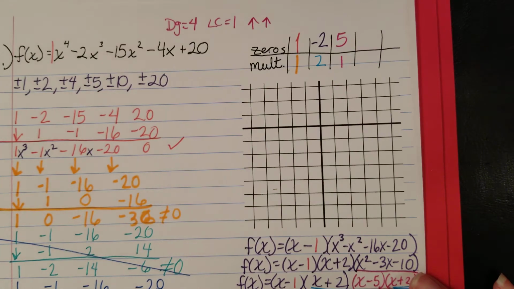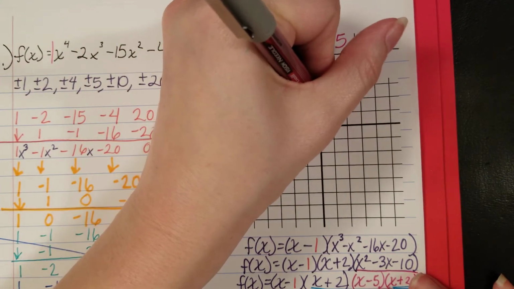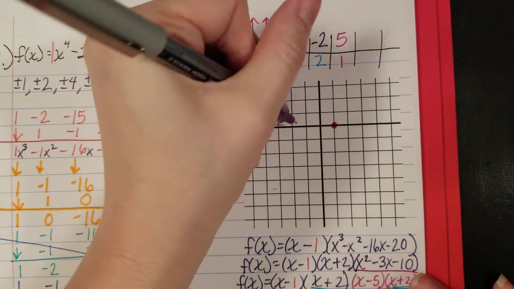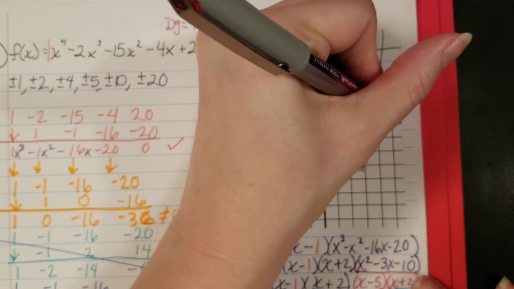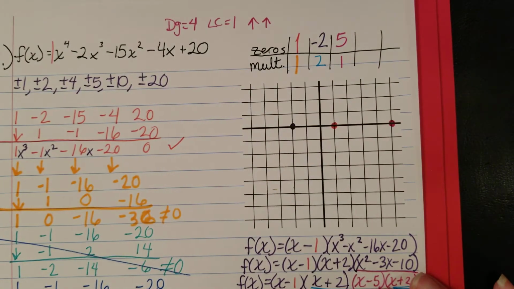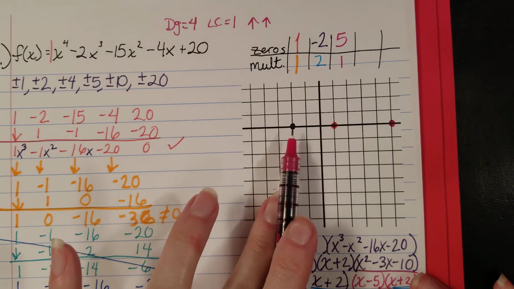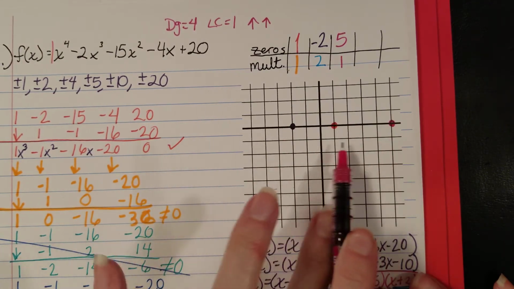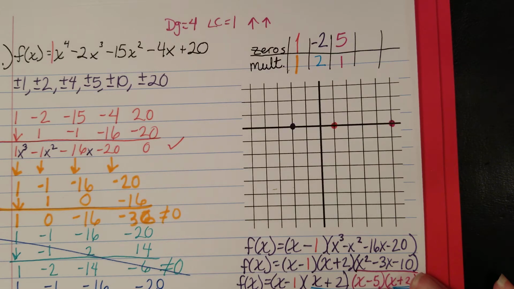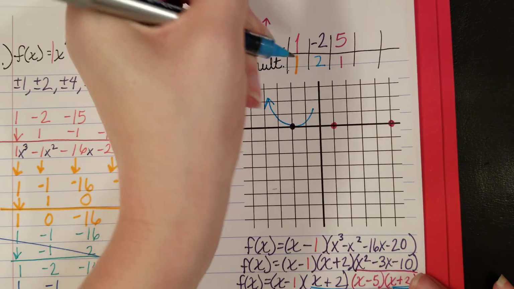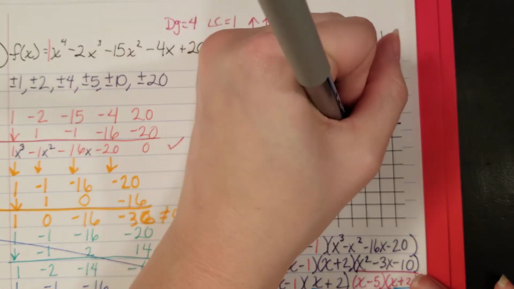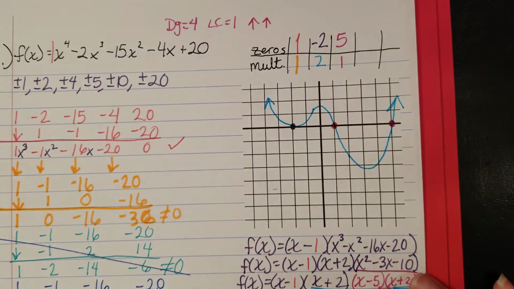So let me go ahead and plot my zeros on the graph. Okie dokie, so this one's going to bounce and these are going straight through. And both arrows are up. Alrighty, and there's my graph. That's it for that one.